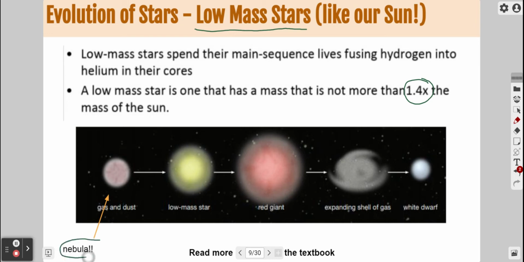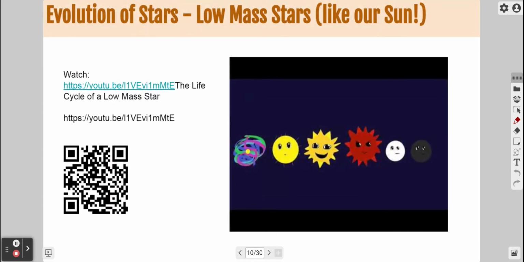It starts off as a nebula, basically gas and dust, then becomes a low mass star. So this is where our sun is right now. Okay. And then it becomes a red giant, and then an expanding shell of gas, and then it ends in a white dwarf. Now, you do not need to know what each of these different steps looks like. You just need to know the steps along the way from nebula or gas to white dwarf for a low mass star. Okay, so this is like a straight memorization deal. There's a great video. I strongly suggest watching it. I'll give you a little bit more information on those low mass stars' life cycle.